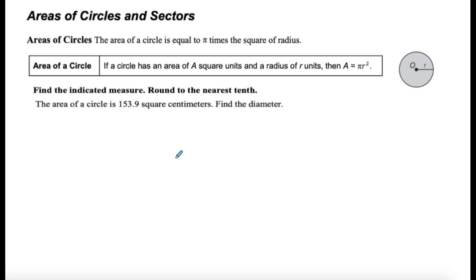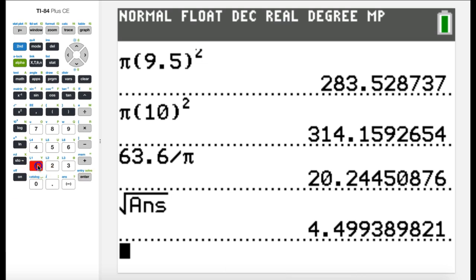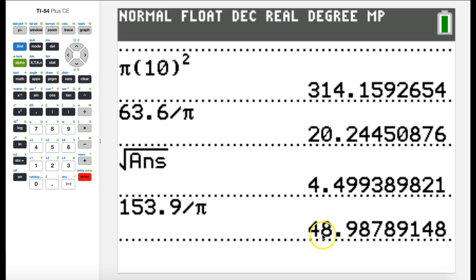Okay, so let's say here the area is 153.9, and this time we want to find the diameter. So, again, pi r squared. So now 153.9 equals pi r squared. I want to get rid of the pi, so since that's just a number, I'm going to divide both sides by pi. So 153.9 divided by pi gets me 48.987 or 988.